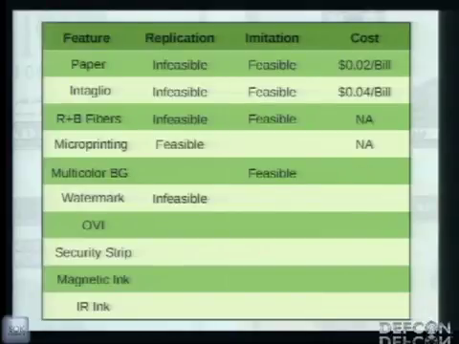This also includes the red and blue fibers and the microprinting. Now, the multicolor background is an imitation by the inkjet because of the fact that it's generally done by an offset printer. But counterfeits have shown that some counterfeits are made with an offset print press, some are not, and the ones that are not use an inkjet, so it's suitable to pass.